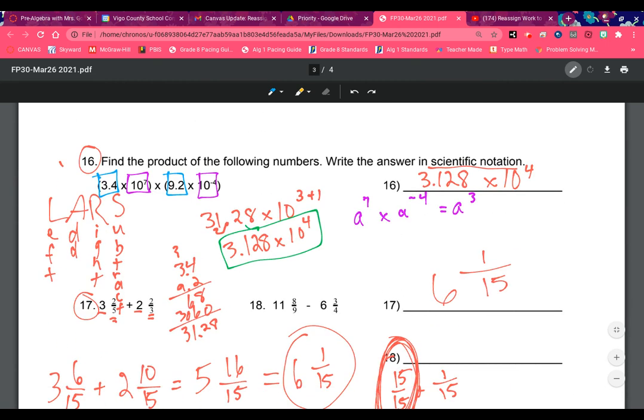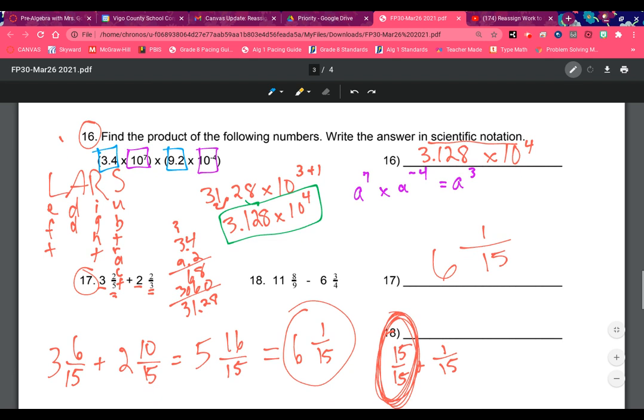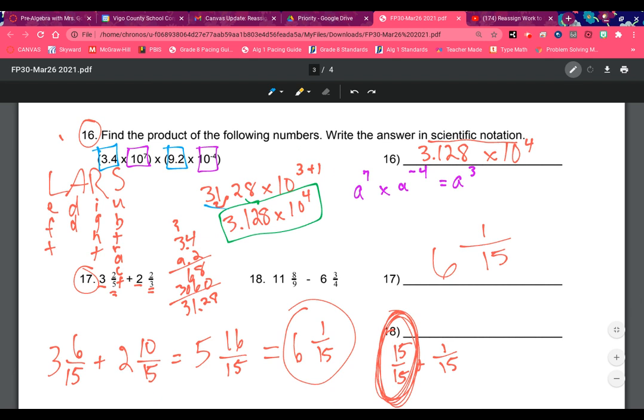Number 16 is multiplying 2 scientific notation numbers together. And so whenever you get to this step right here, you have 31.28 times 10 to the third. So we have to only have one number in scientific notation. So since we moved it to the left, we add 1 to the exponent in 10. So we end up getting 3.128 times 10 to the fourth.